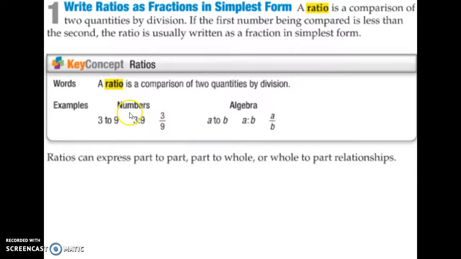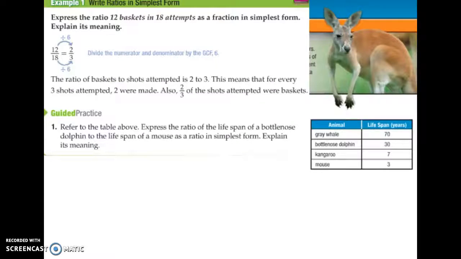We can do this with numbers, or in algebra or pre-algebra, we use variables, and we can use it the same way. A to B, A:B, and then A over B, or comparing A to B as a fraction also. So that's the 3 ways we write ratios. Most commonly we use a fraction. So let's do a few examples to look at what we're dealing with in ratios today.